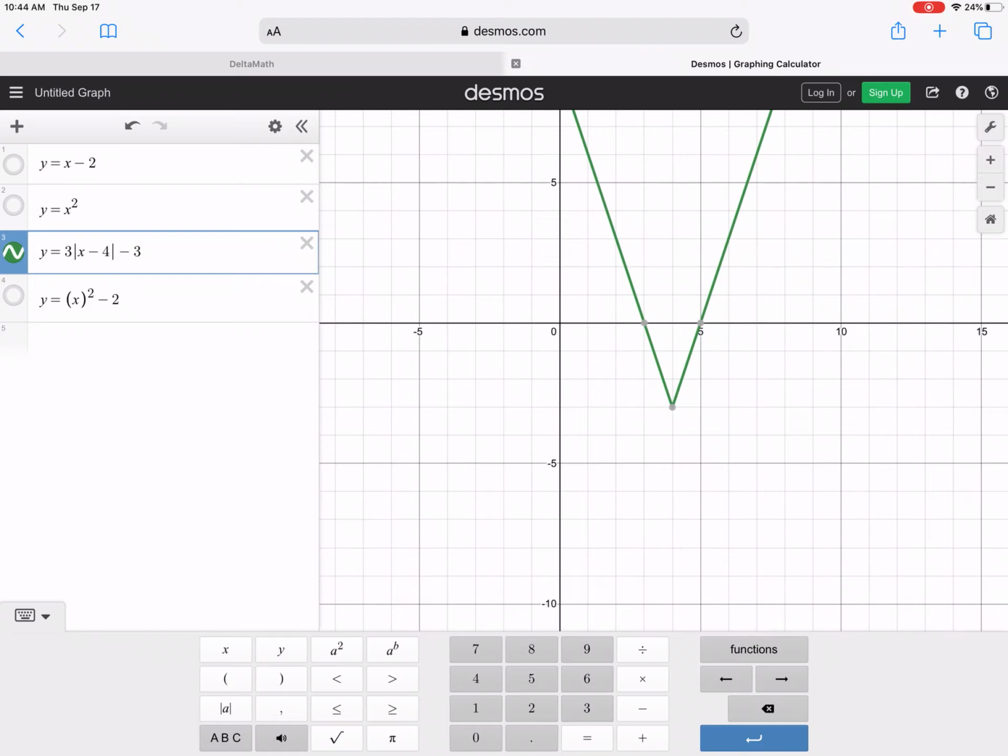So in this matching, what I would do is I'd come over here and say, okay, it looks like it goes to the right 4. That means it should say minus 4 inside the absolute value bars. It goes down 3, so outside of the absolute value bars, it should say minus 3. And it looks like it's skinnier than normal. So it should have, looks in this case like a 3. But even if you can just know that it's supposed to be bigger or less than 1, or a negative sign if it's flipped. Okay.